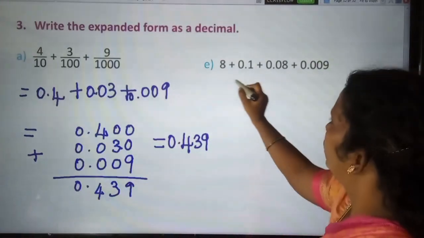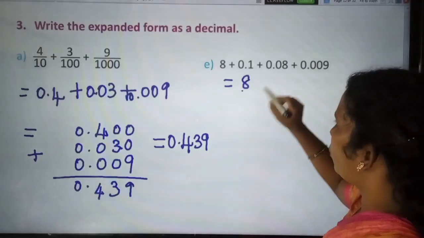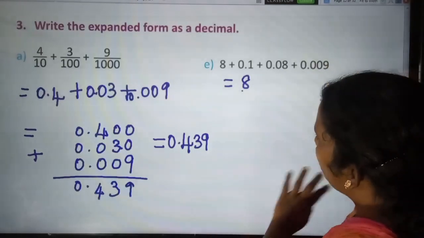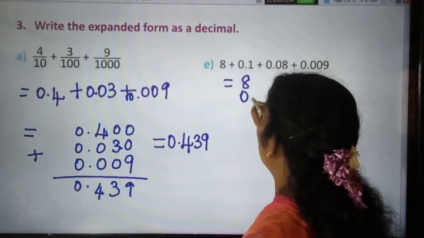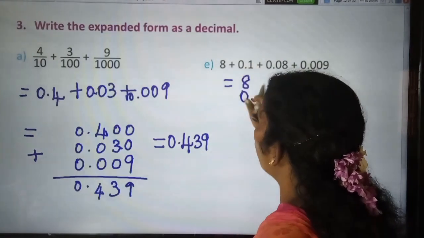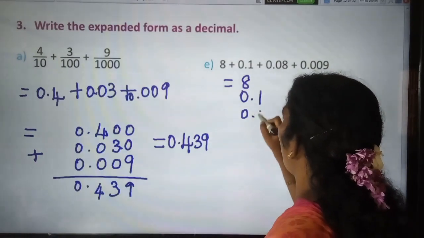The next one, here, 8 will come as this 0.1. They have given it as it is. Here everything is given in decimals. Now we are going to add these numbers. See, 0.1. In the ones place we have only 0. So it is 0.1. Next, look at this number.